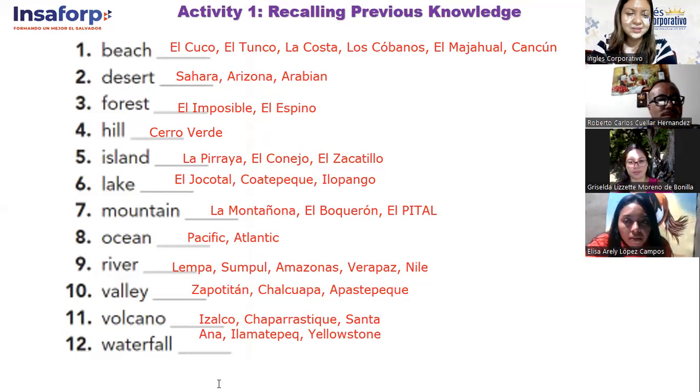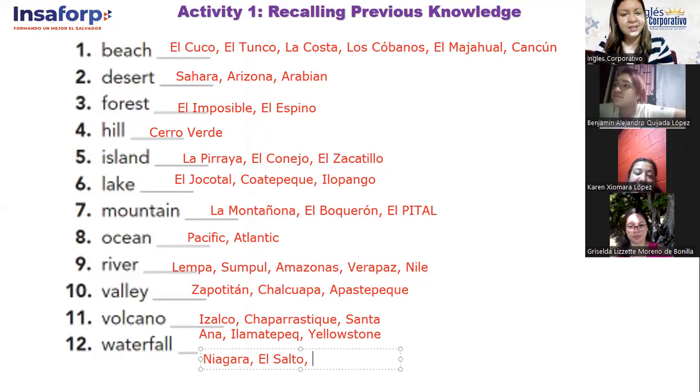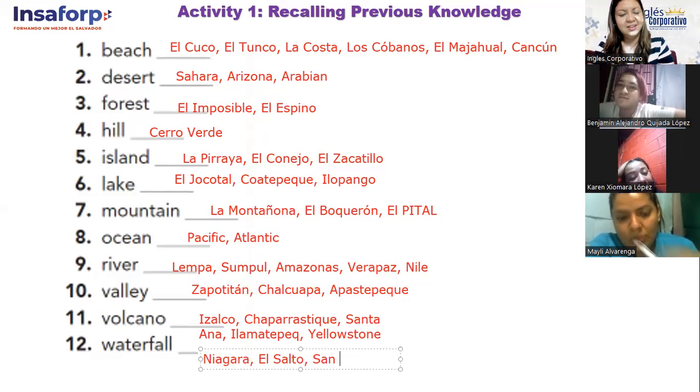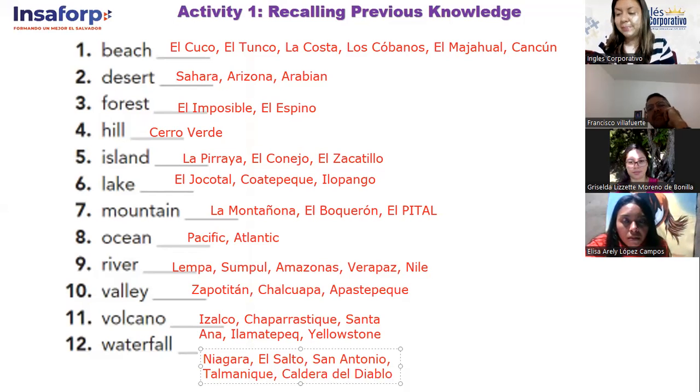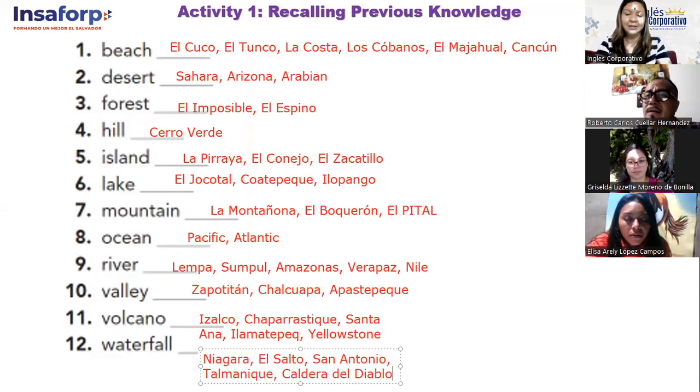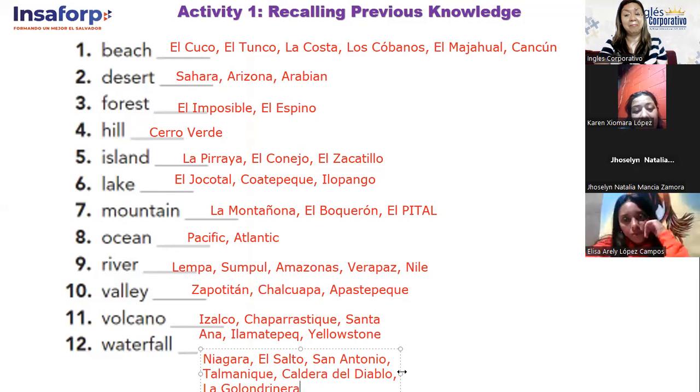Okay. Waterfall. En Niagara. Cascada San Antonio. El Salto, Nahuizalco. Tamanique. Caldera del Diablo, Perquín. That is a beautiful one. Yeah, the name is not good, but the place is beautiful. In Morazán, Caldera del Diablo. Está otra de Nahuizalco, la Golondrinera. Es la misma del Salto. Oh, okay. Muy bonita. El Salto que no está en Santo Domingo de Guzmán.